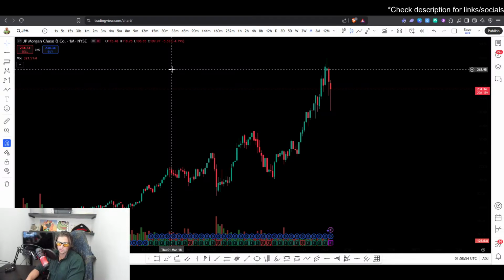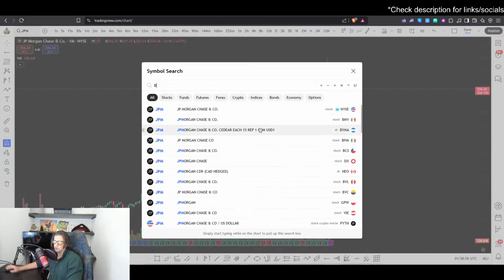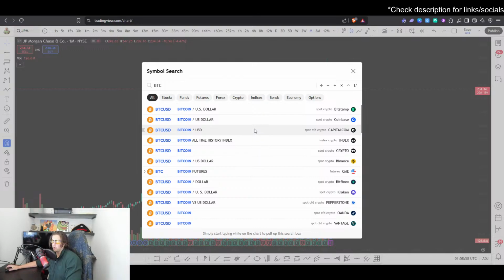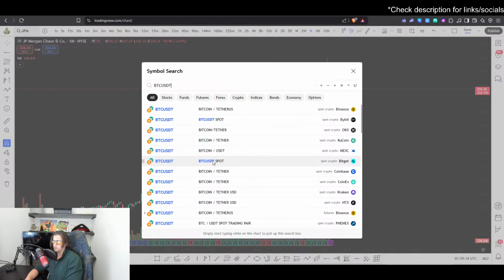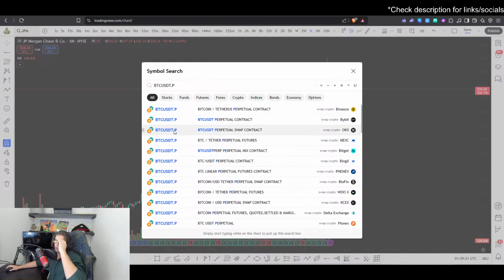We can even look at crypto. So if you search up here, you can type in Bitcoin. You'll notice when you're looking at crypto, it might be a little confusing because it'll come up with all the different exchanges that it might trade on. But I'll just say this, most of the time when I'm looking at Bitcoin, I'm typing in BTCUSDT.P, and what that means is it's just Bitcoin paired against Tether, which is just a dollar.